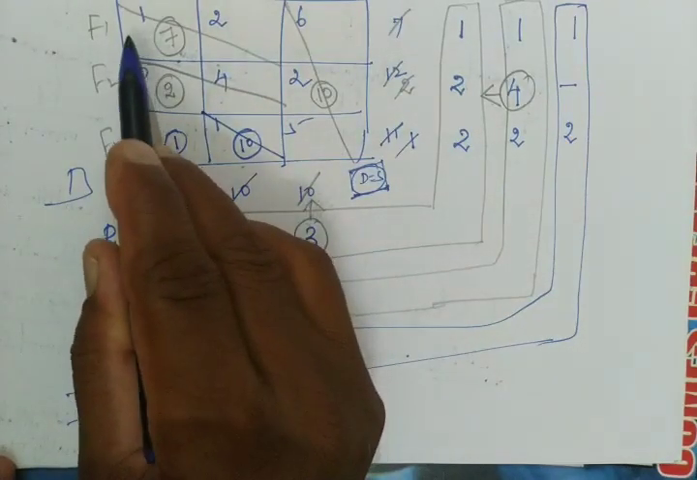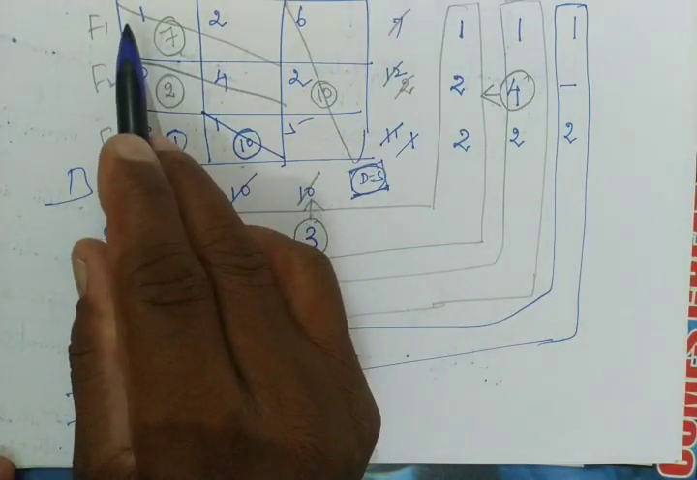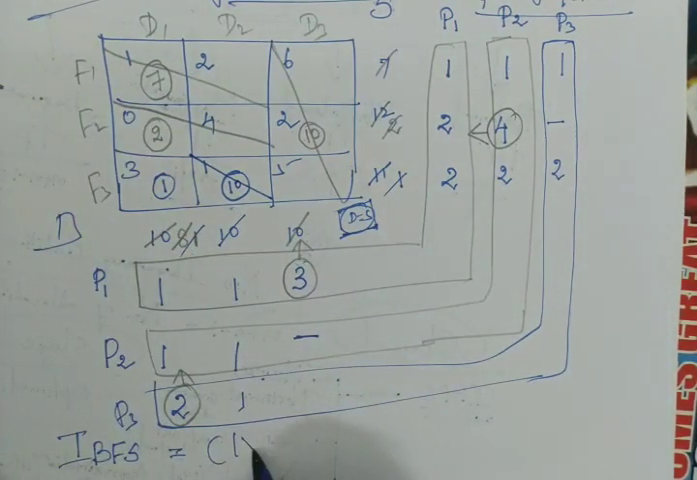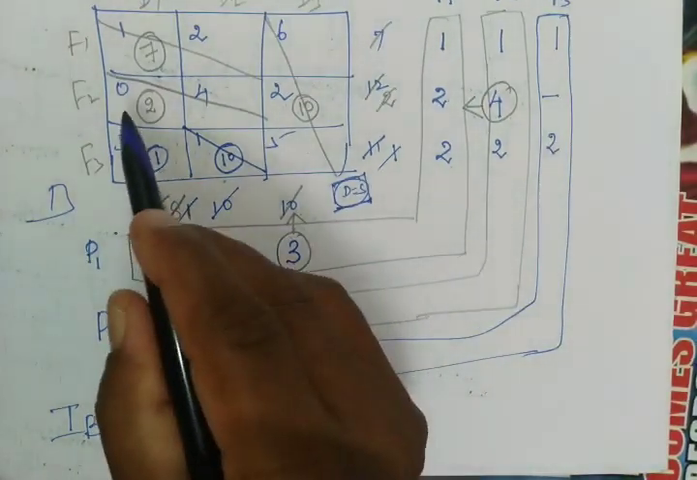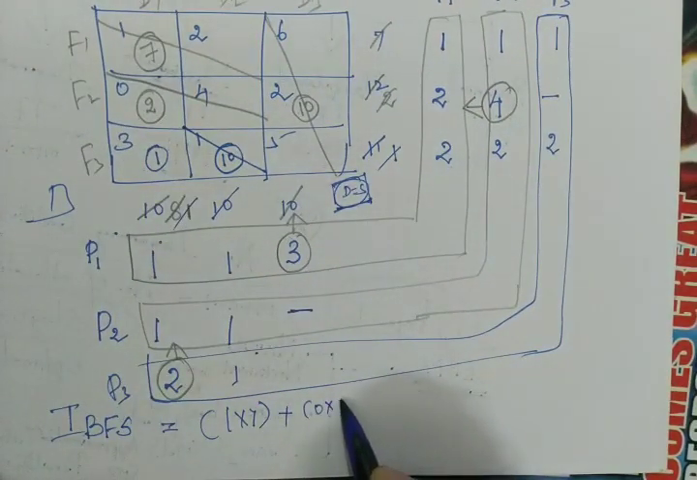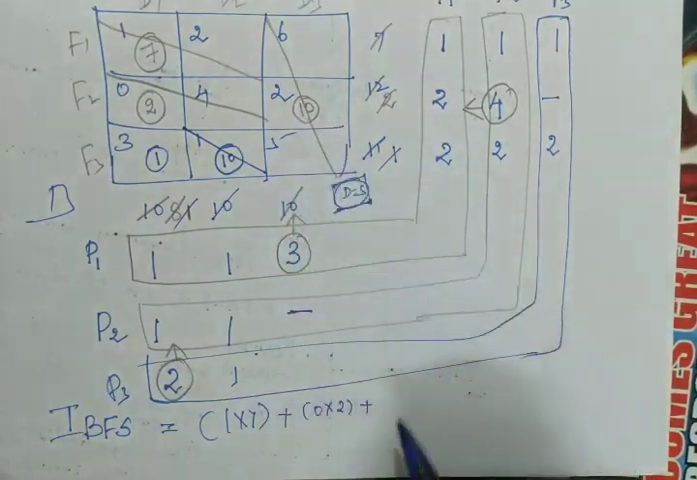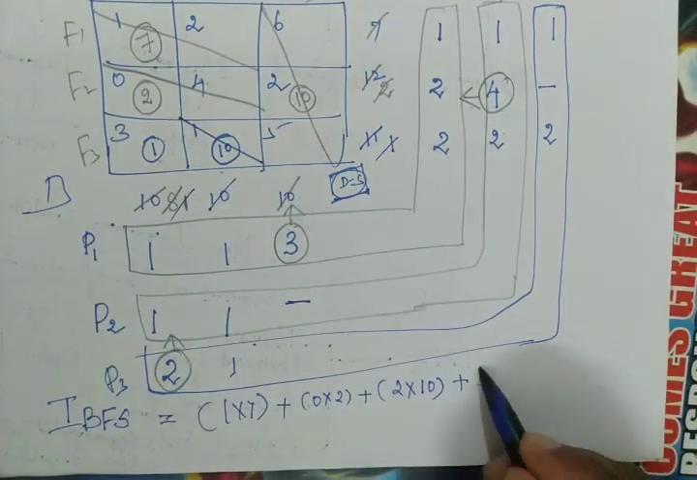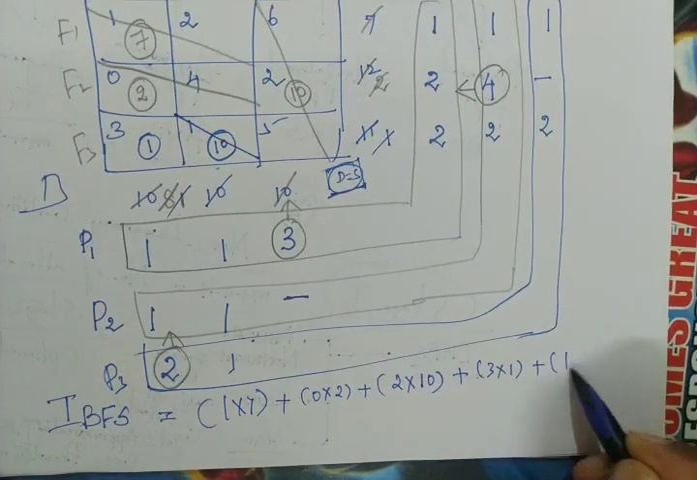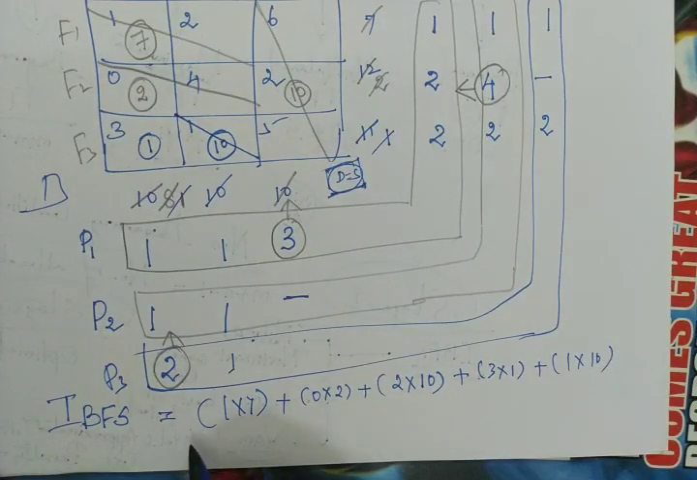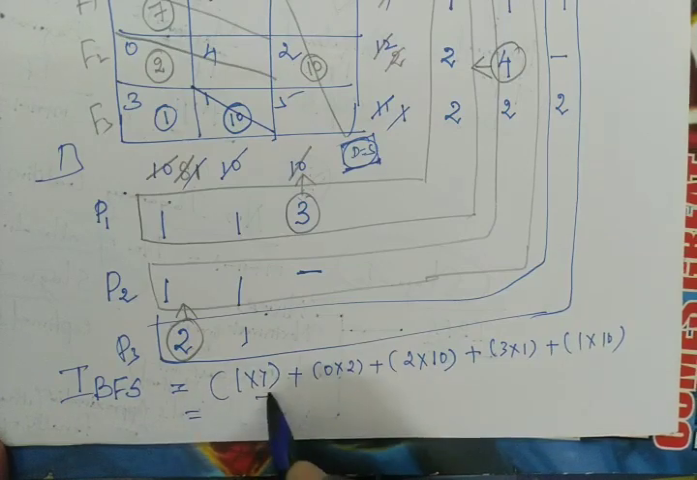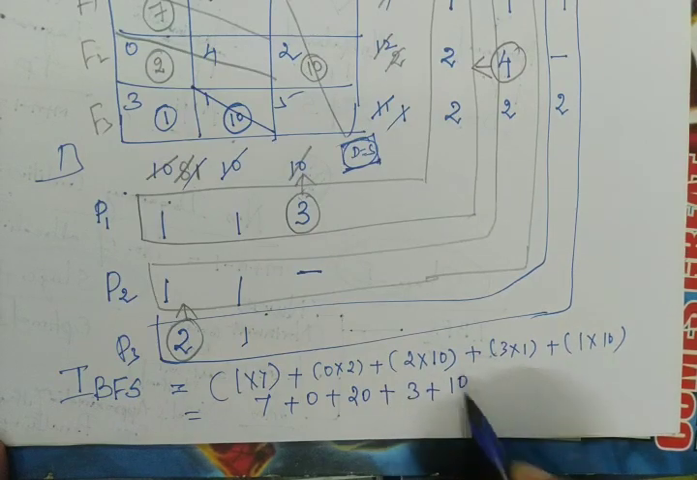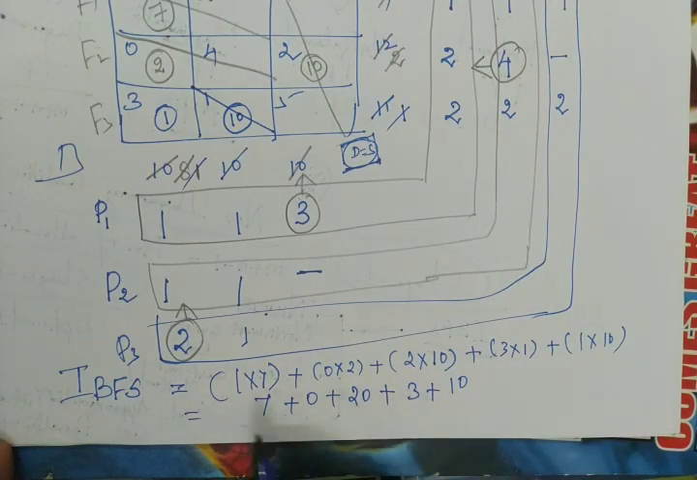IBFS. So one unit, this is the cost of the place 1. How much you supplied here? 7. So 1 into 7 plus 0 into 2 plus 2 into 10 plus 3 into 1 plus 1 into 10. Now you add all the values. 7, 0, 20, 3 and 10. Here 10, 30 and 40.